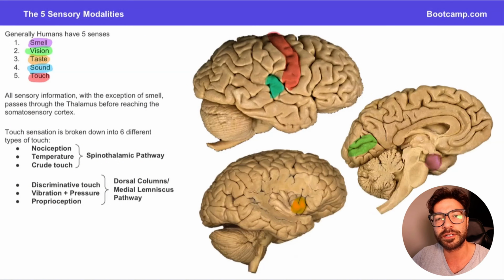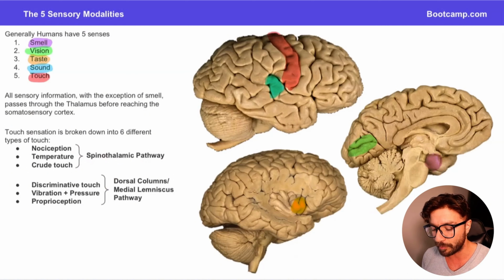So when we're talking about touch sensation, we have 2 major pathways which we're going to be covering. We have the spinothalamic pathway. Now, you may have also heard this referred to as the anterior lateral system. And we also have the dorsal column medial lemniscal pathway. Now, these 2 pathways carry different types of information. The spinothalamic pathway, this is going to carry nociception, which is basically pain perception. It's also going to carry temperature and crude touch. So this is more general, undiscriminative touch.